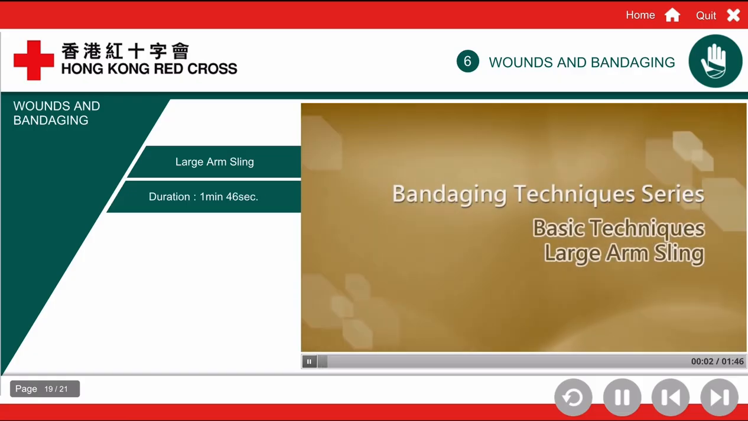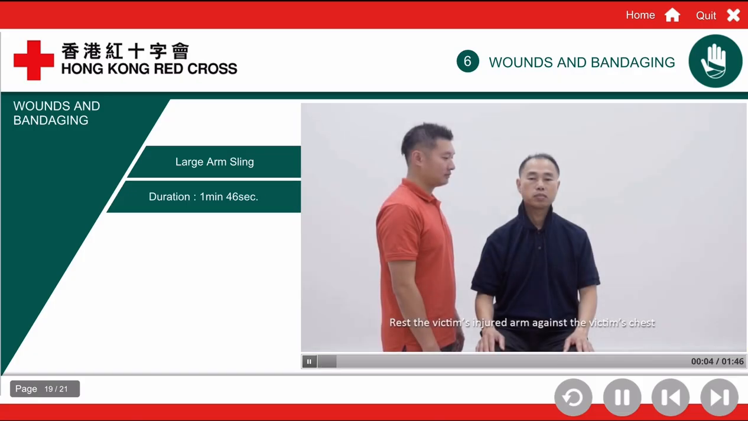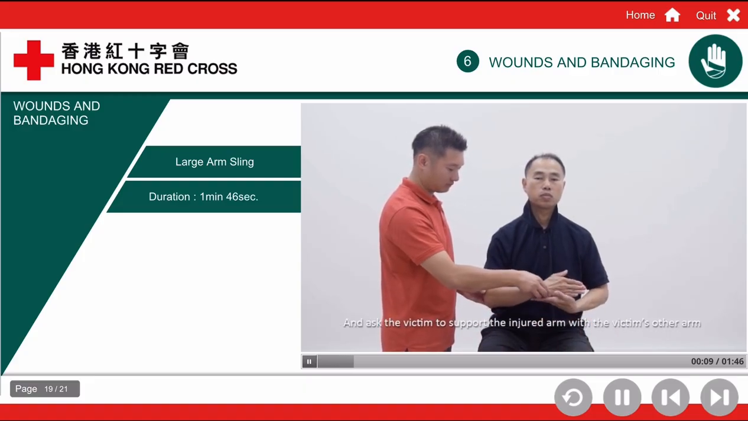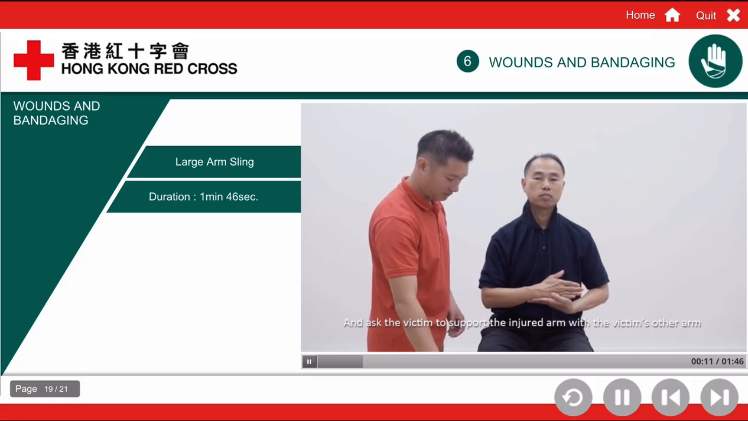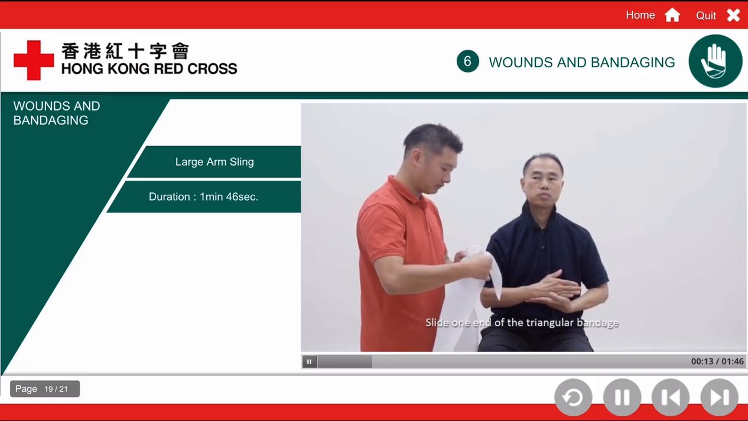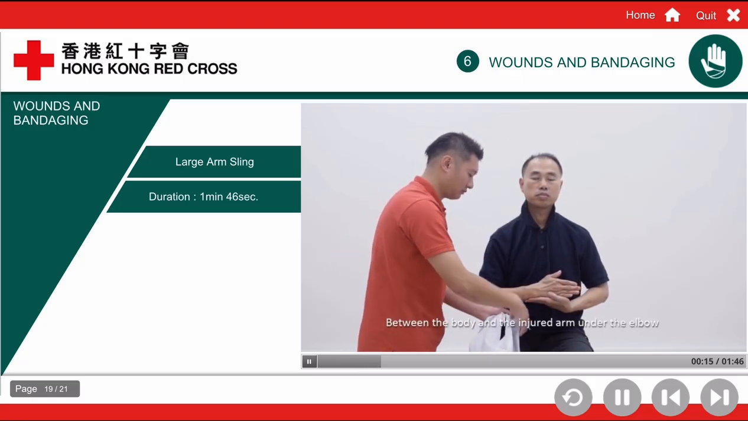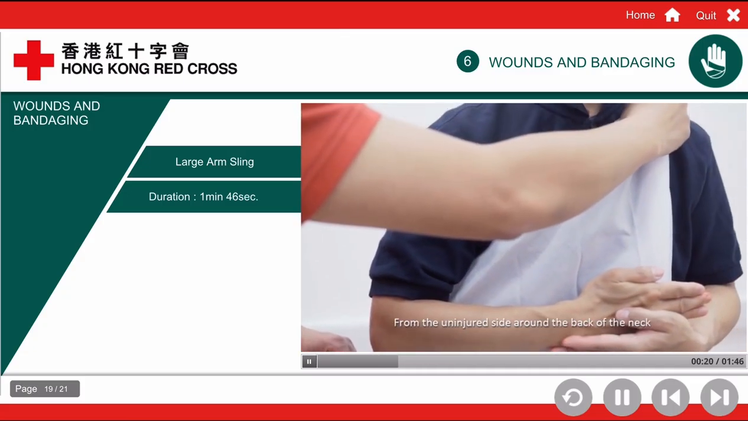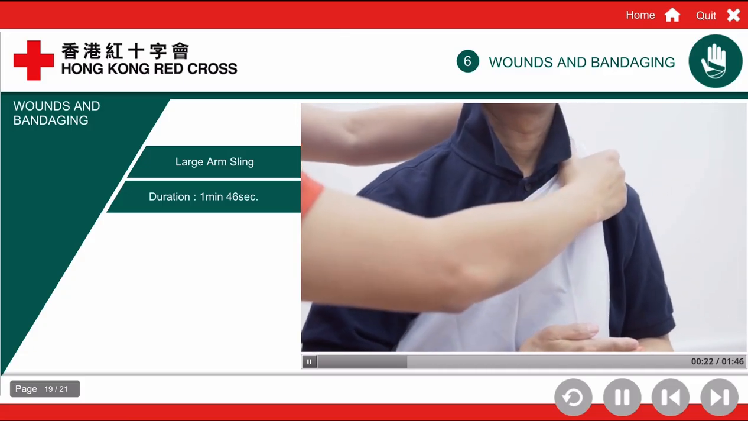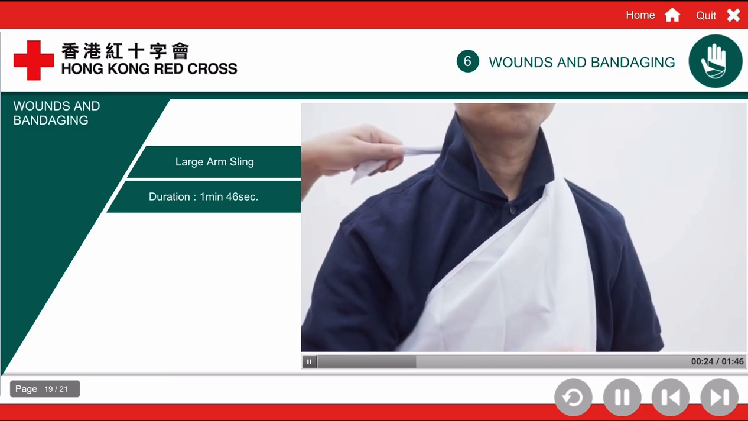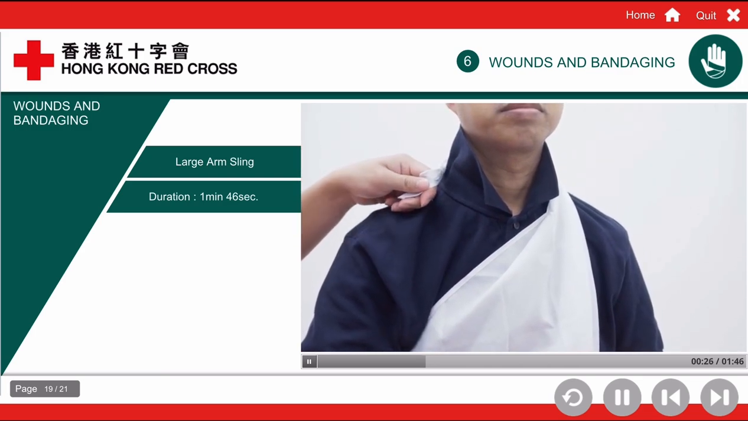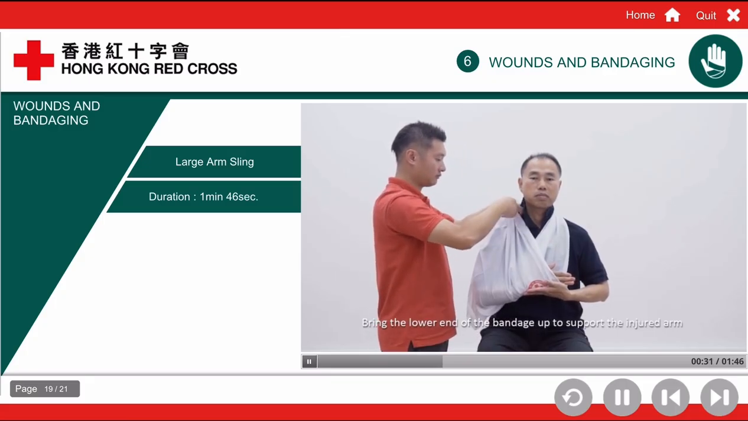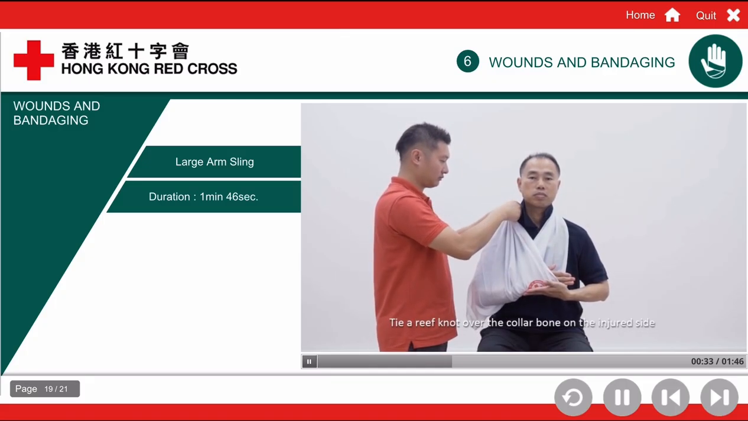Large arm sling. Rest the victim's injured arm against the victim's chest and ask the victim to support the injured arm with the victim's other arm. Slide one end of the triangular bandage between the body and the injured arm under the elbow. Pull the upper end of the bandage from the uninjured side around the back of the neck. Bring the lower end of the bandage up to support the injured arm. Tie a reef knot over the collarbone on the injured side.